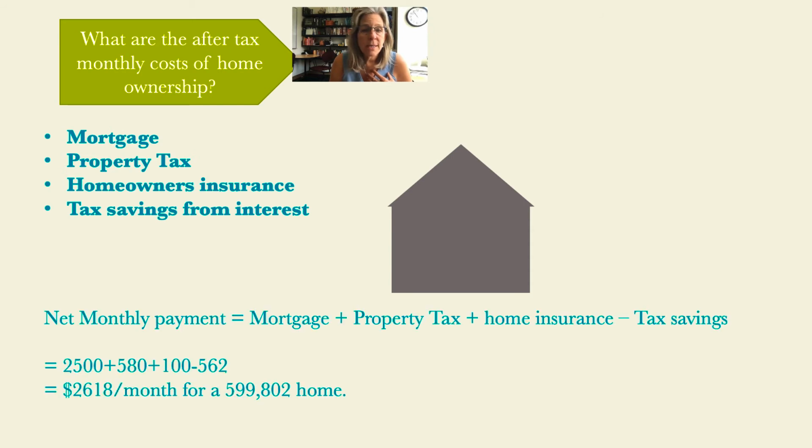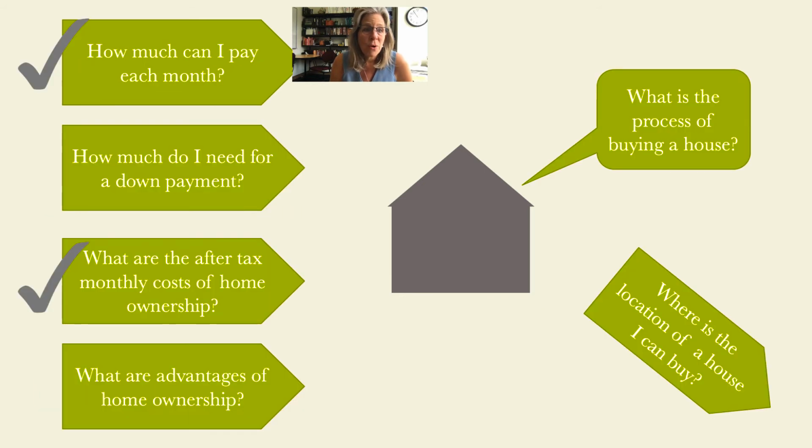So when we look at this, then we said our net monthly payment is going to be the mortgage plus the property tax plus the homeowner's insurance minus the tax savings. And so that equates to $2,618. It's a little bit over the $2,500 that we said we could afford. So we might want to go back and adjust the amount we pay for the house to hit right at $2,500, or we can just go with this and say, yeah, $2,618 is a good amount. So we can pay $2,618 a month for a house that's about $600,000. That's pretty cool. Now we know exactly what housing price we can afford.